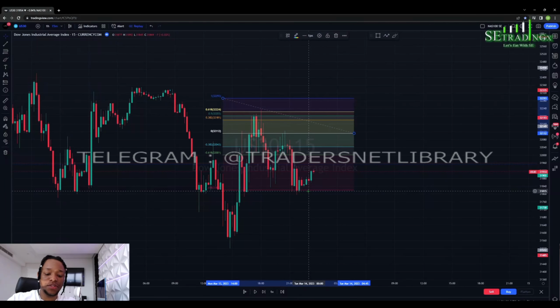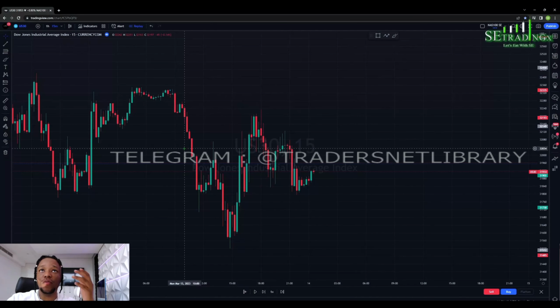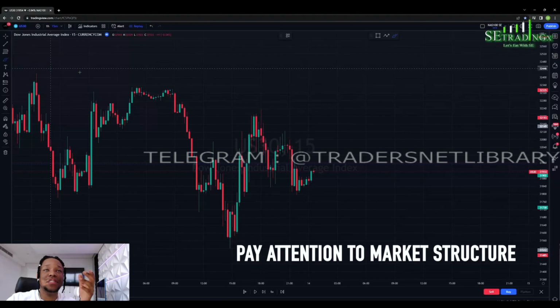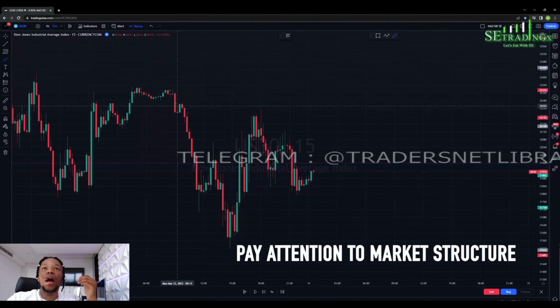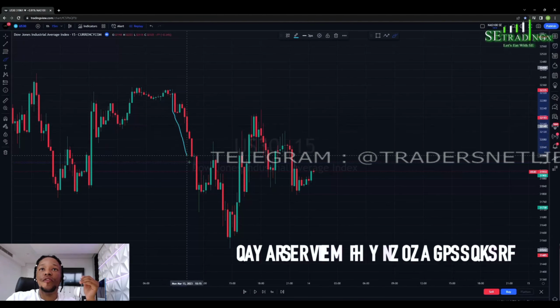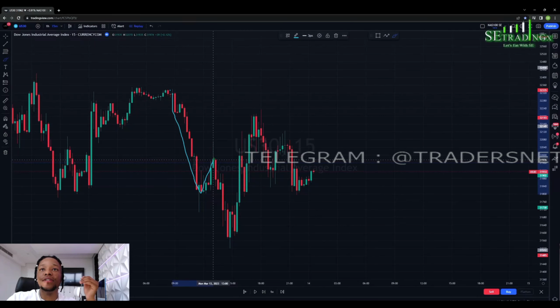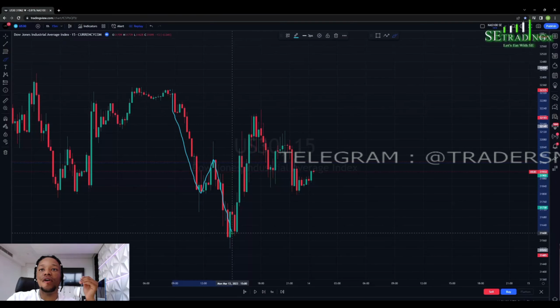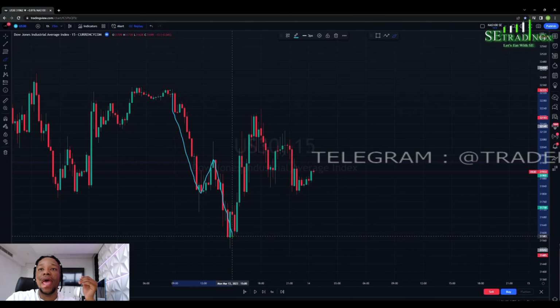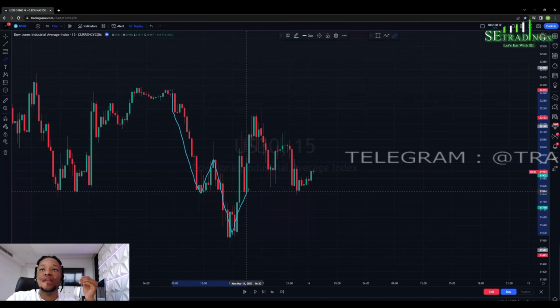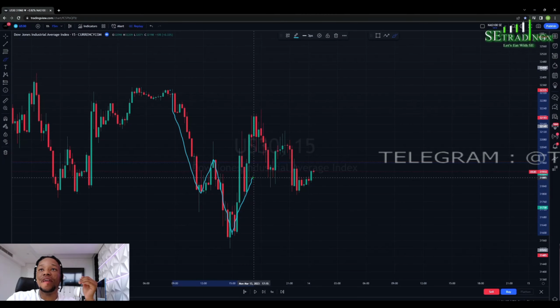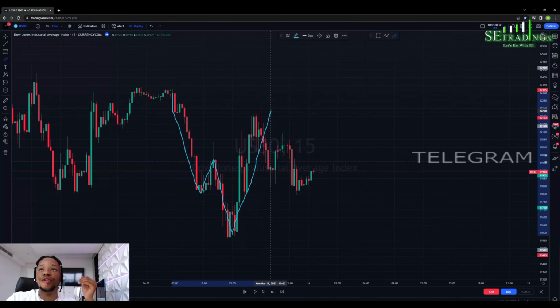Okay, so when it comes to the Fibonacci, what you want to pay attention to is, of course, market structure. You always want to pay attention to market structure, so lower highs and higher lows. Over here we have a lower high, and then we have a lower low right here. And as you can see, price did not make another lower low. If anything, it failed to do it and went all the way to the top, right?